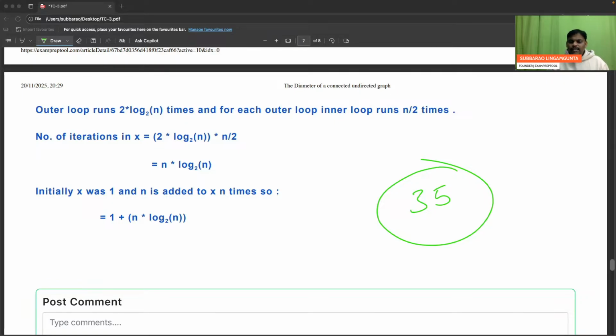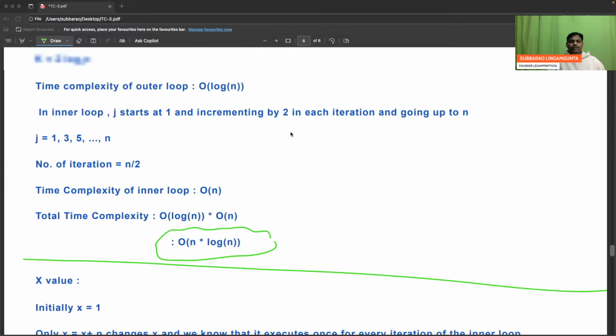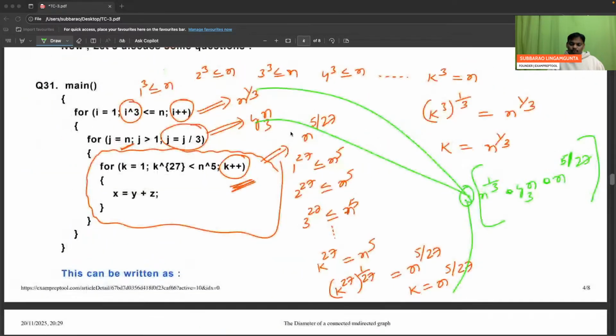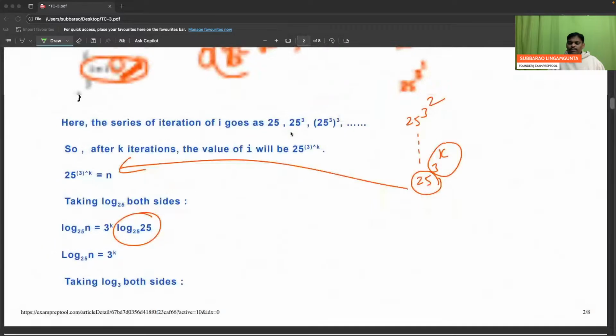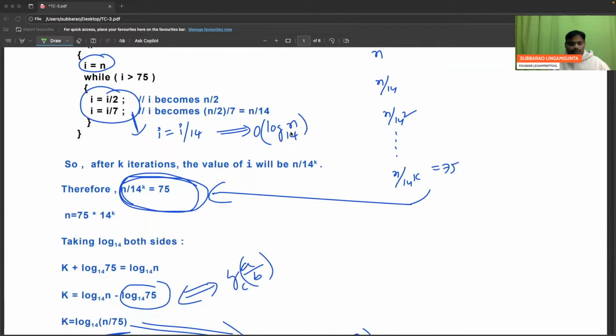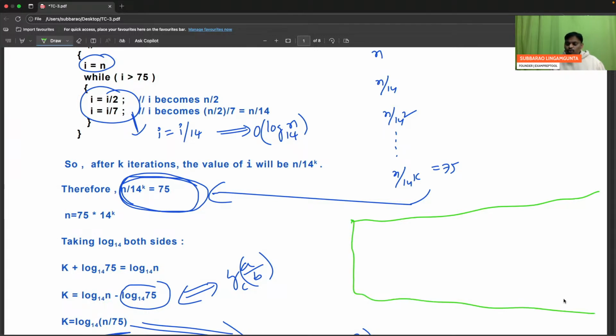So today's class, yesterday's class, and the day before yesterday's class. If you observe all these three classes, you are absolutely fine with time complexity. Similar problems, many problems I have done, not one or two, many. 35 problems I have done. If you want to be very good in time complexity, if you see these three classes, you are going to be so good.